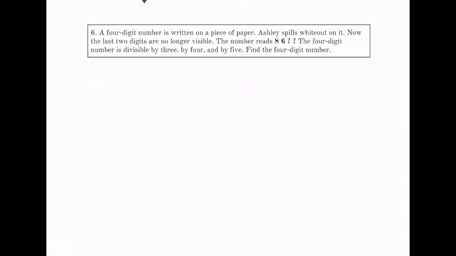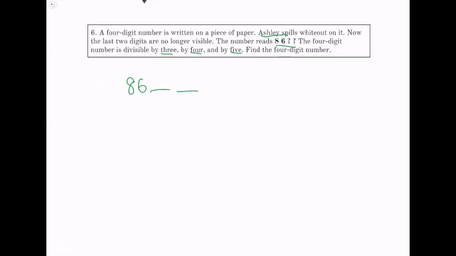A 4-digit number is written on a piece of paper. Ashley spills whiteout on it, and now the last two digits are no longer visible. The number is 86 blank blank. We don't know what these blanks are. The 4-digit number is divisible by 3, 4, and 5. Find the 4-digit number.